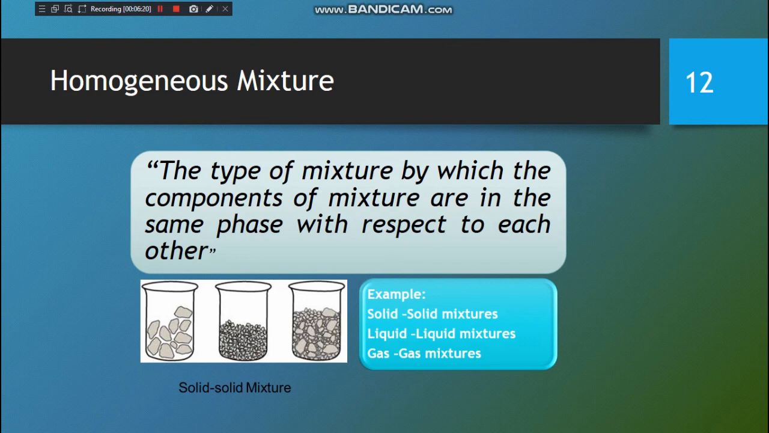By this, it means that if you refer to a liquid mixture, all of the components inside the mixture are in liquid form. The same goes if you refer to a solid mixture or gaseous mixture. So, it can be said that all of the components inside the mixture are in solid form or in gaseous form respectively.